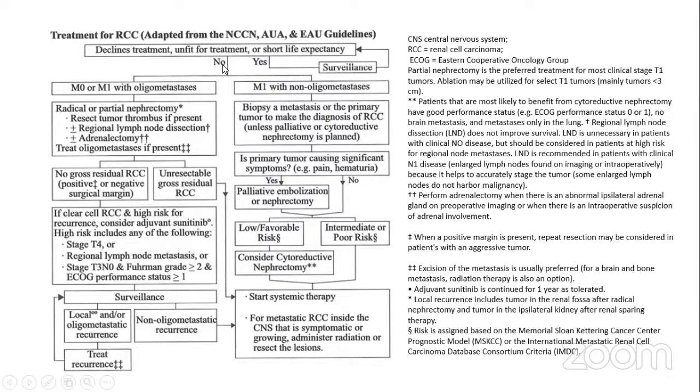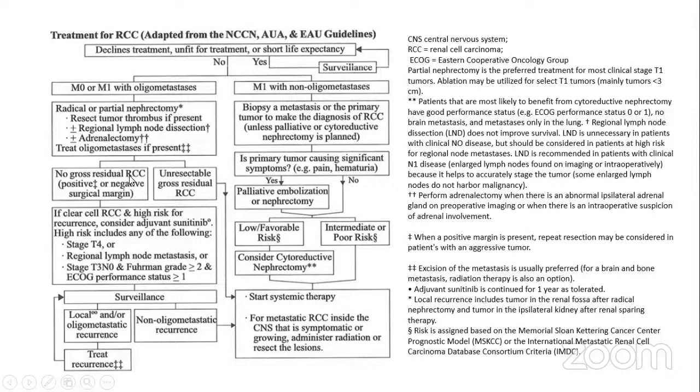If no, this is for M0 or M1 with oligometastases. We'll do radical or partial nephrectomy, resect the tumor thrombus if present, plus or minus regional lymph node dissection. Also, we will do adrenalectomy, and this is a treatment to treat oligometastasis if present. Okay, so this is for this group.